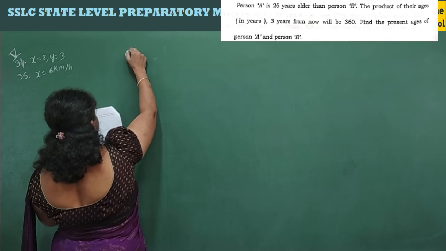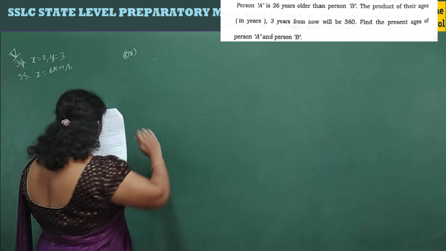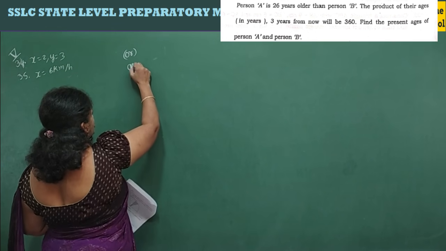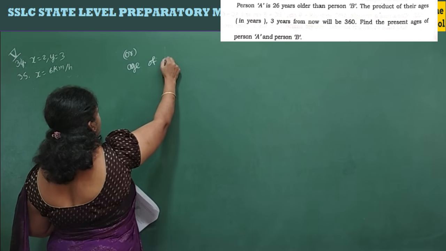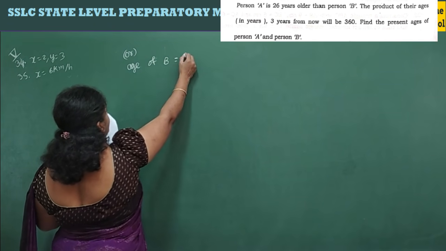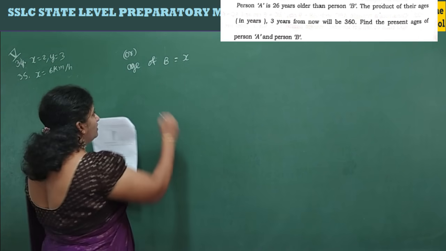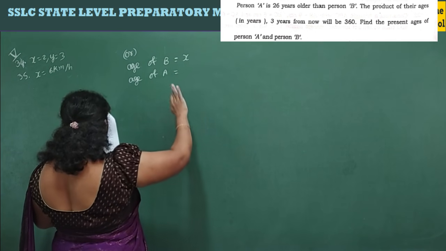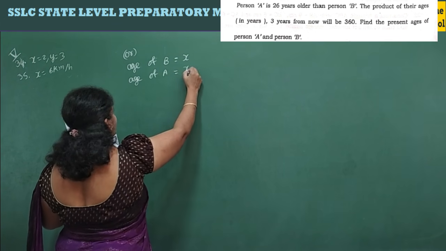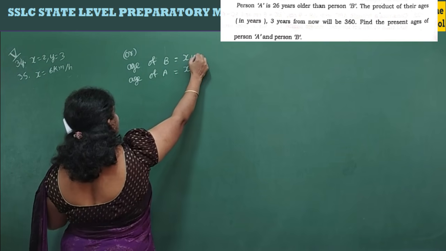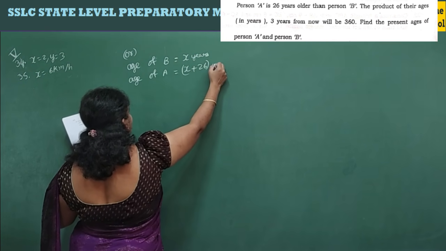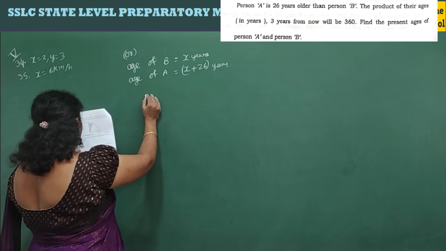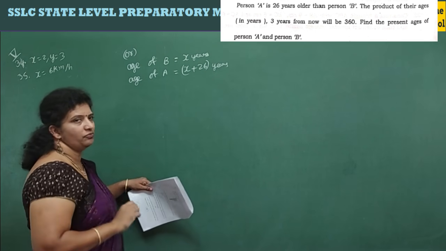Okay, first let me start writing. Person A is 26 years older than person B. Age of B I am writing. Let the age of B be x, let us take. Right? And now, age of person A is 26 years older than person B. That is x plus 26 years. And next, the product of their ages 3 years from now.